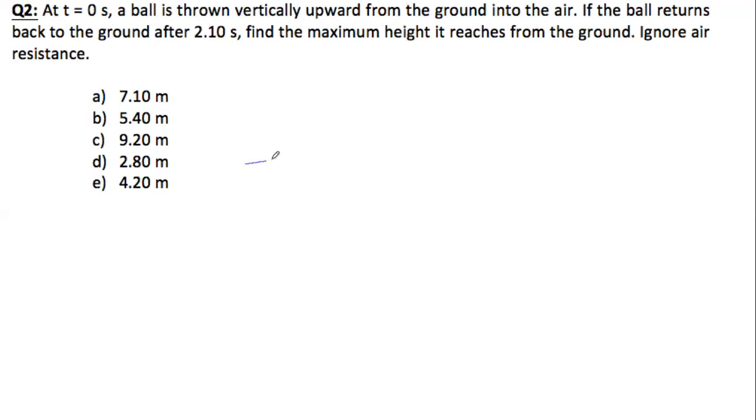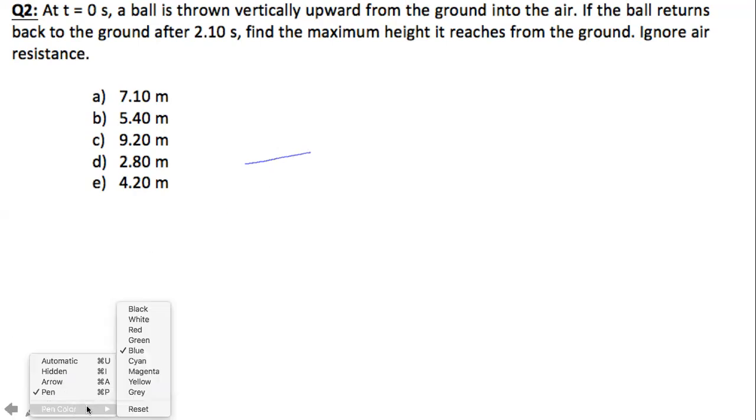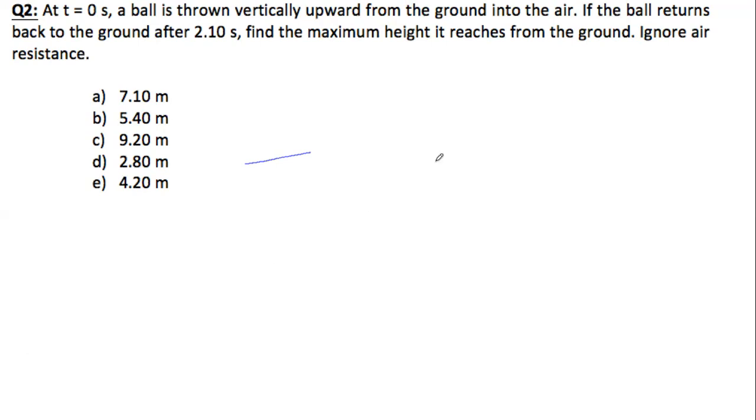Always draw. We are in physics. So let me take a red pen. Let's say this is the ground, horizontal ground. This is my ball. I launch it vertically upward with an initial velocity v0 that I did not give you. So you have to find v0 in some sense.